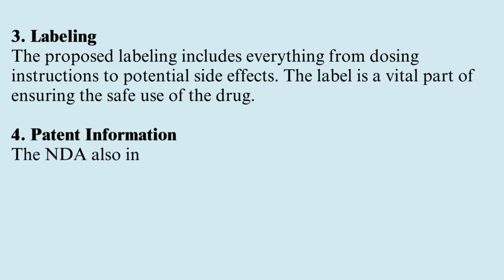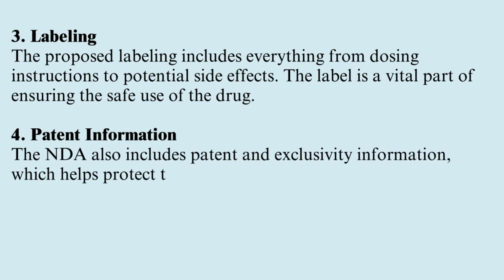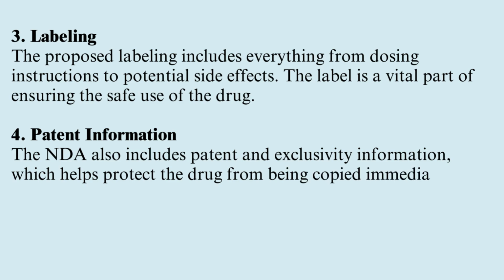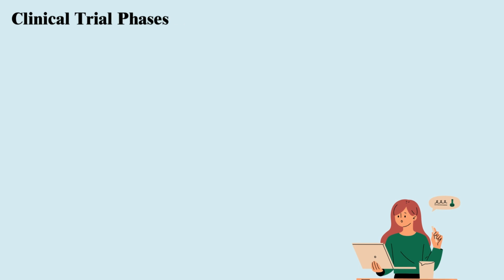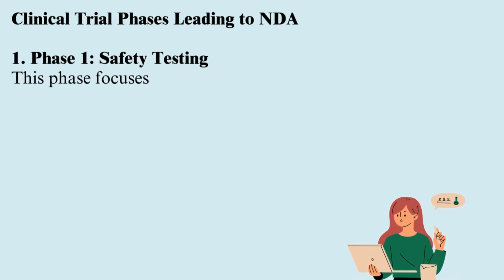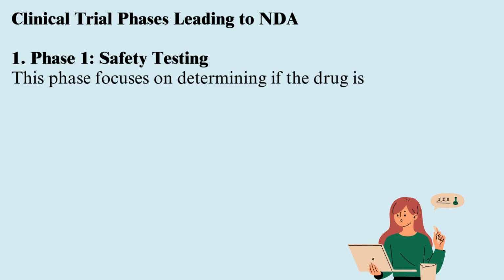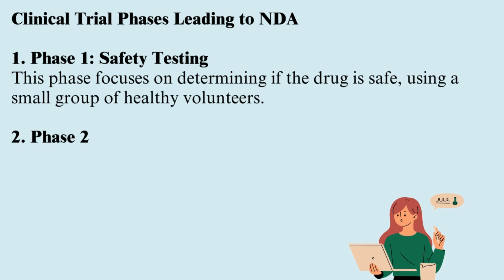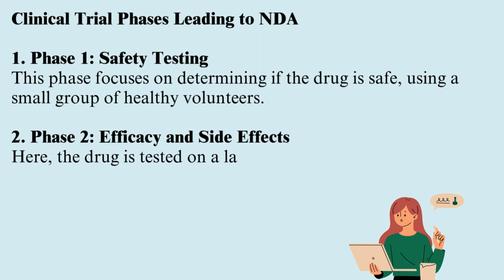Patent information. The NDA also includes patent and exclusivity information, which helps protect the drug from being copied immediately after approval. Clinical trial phases leading to NDA. Phase 1, safety testing. This phase focuses on determining if the drug is safe, using a small group of healthy volunteers. Phase 2, efficacy and side effects.